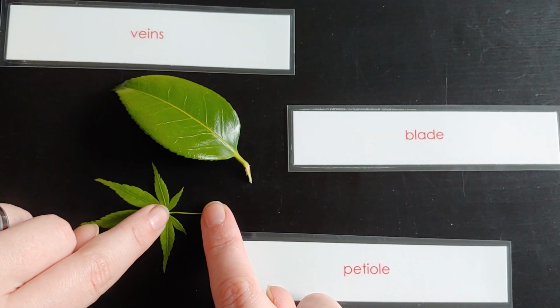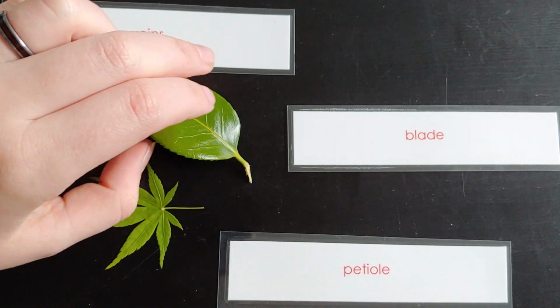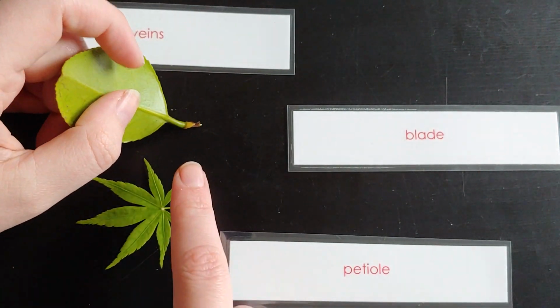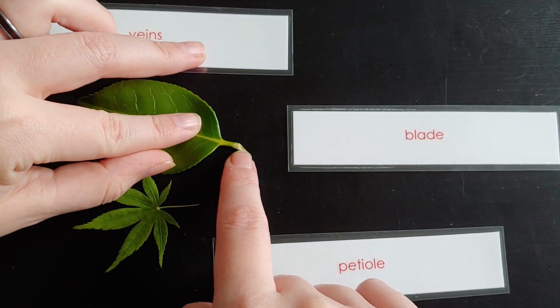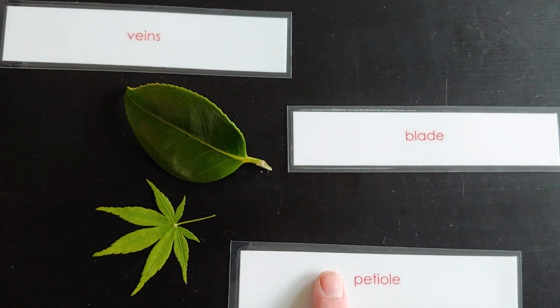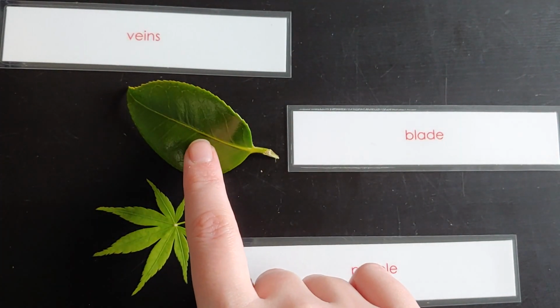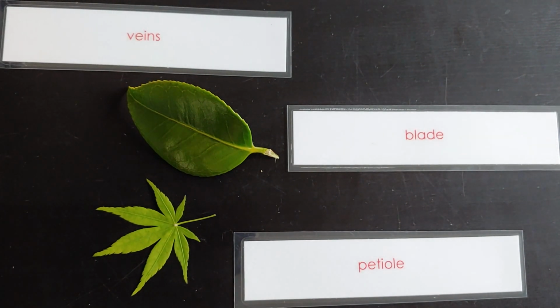This comes from a Latin word that means little foot. So I think about if this leaf were walking around, this would be its little foot that it would have on the ground. That's the petiole right there. It's the connection part between the blade and the stem of the plant.